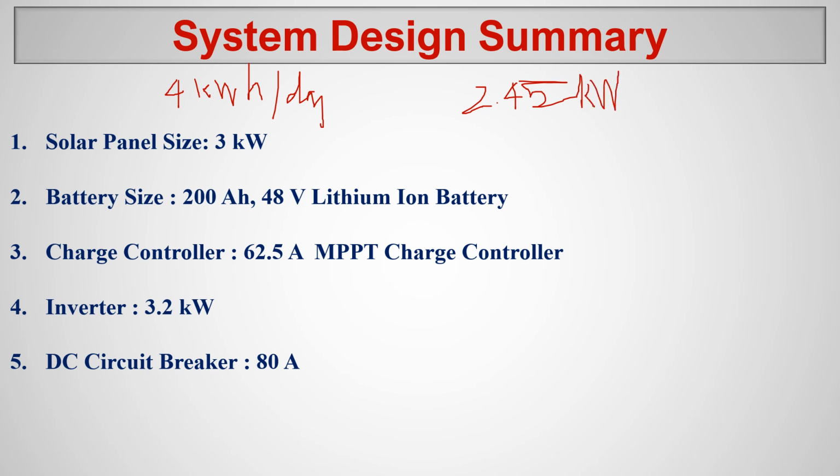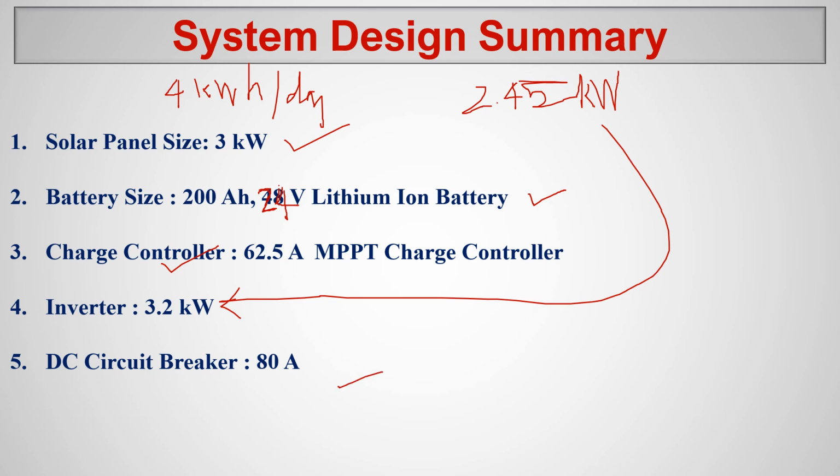These are the data. This is the data to find the inverter size, and this is the data to find all the other sizes. So we found 3 kilowatt for the inverter. First we found the battery size: a 200 amp hour, 24 voltage battery, or a 400 amp hour, 48 voltage battery. And we found the charge controller size, the DC circuit breaker size, and the panel size. So this is a summary.